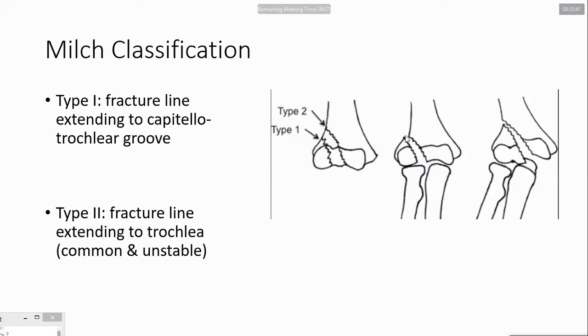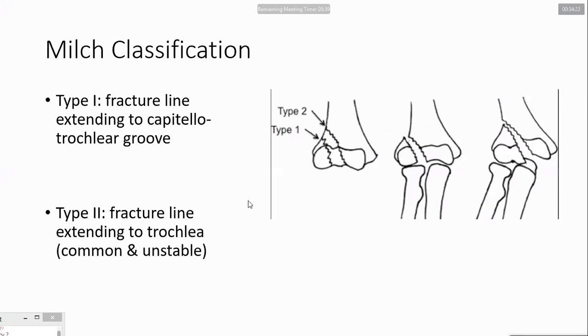Whereas type 2 is a bigger chunk of the fracture. The fracture line goes further medially and involves part of the trochlea. So this is quite a large chunk and very unstable at the elbow. It needs to be fixed anatomically. If it is not fixed properly, then we'll have consequences of deformity, flexion of the elbow, restriction of motion, stiffness, etc. Type 2 is more common. Because the unstable type is most common, it invariably needs open reduction and surgical fixation.